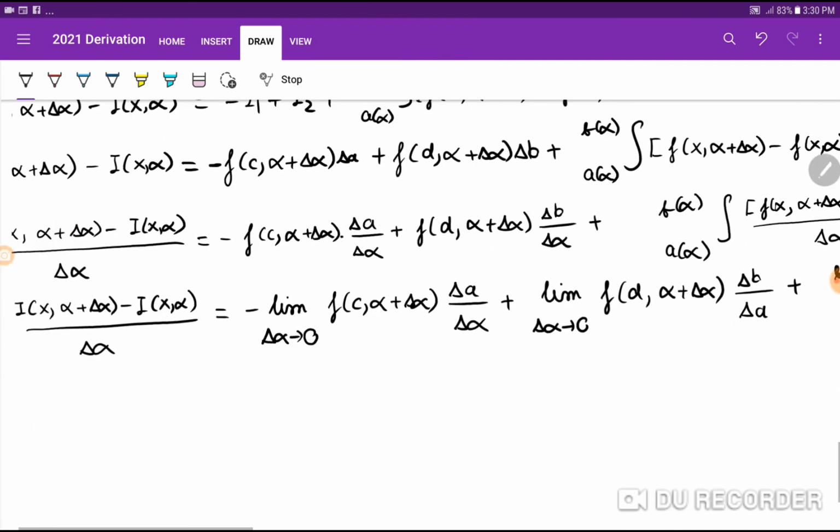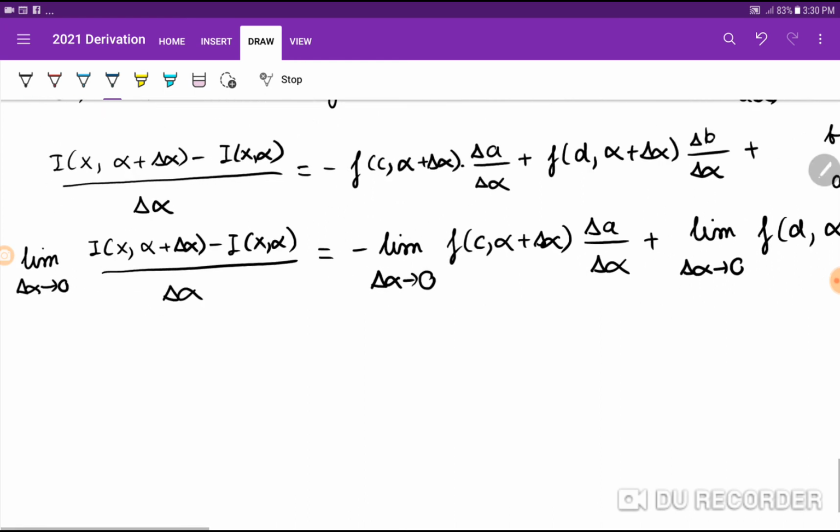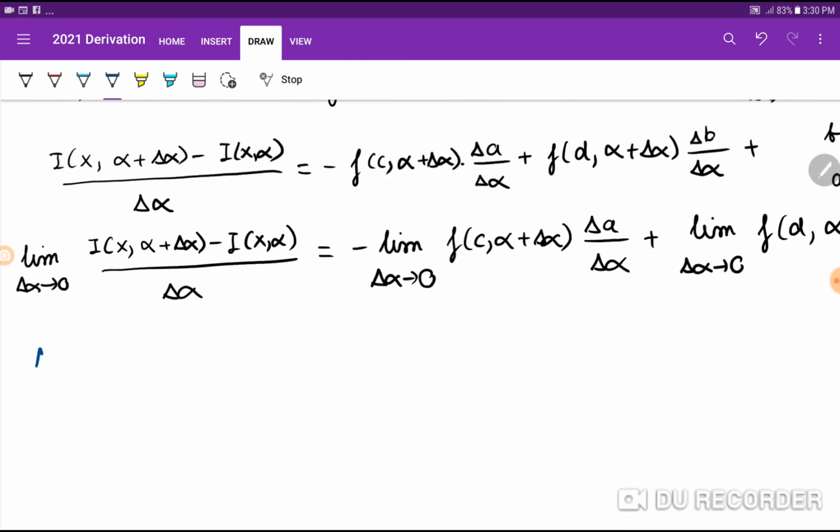Okay, a lot of words, a lot of writing, I know. Trust me, this is gonna get better soon. So notice now, this is a very important part. Okay, notice. So what happens as delta alpha approaches 0?